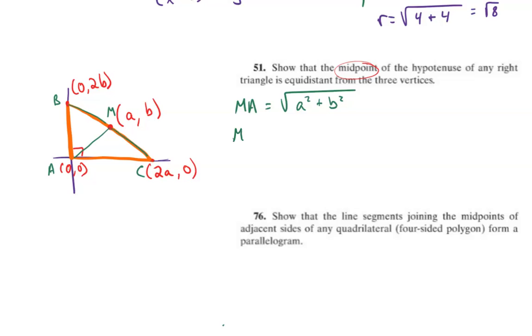Okay. And B, from here to here, so how far are the x coordinates? A. How far are the y coordinates? Minus b. Same thing. And then lastly, for the c's, how far apart are 2a and a? They're a units apart. How far apart are B and 0? They are B units apart, and all three of these are equivalent.